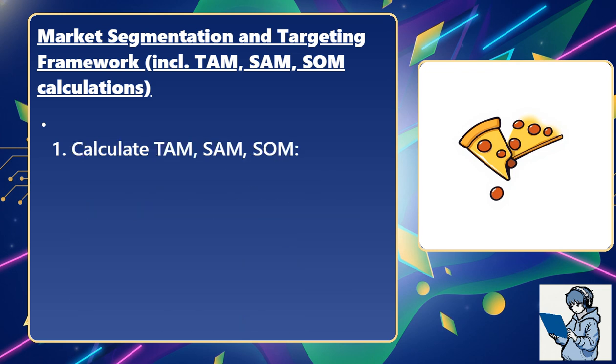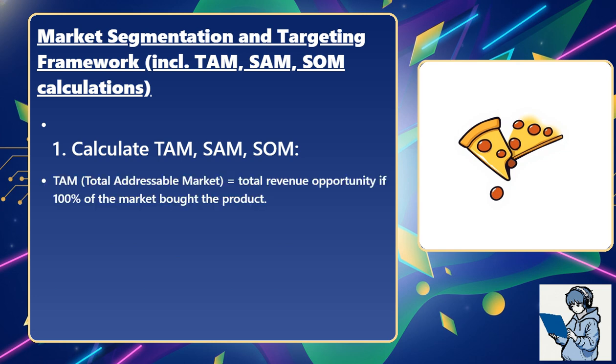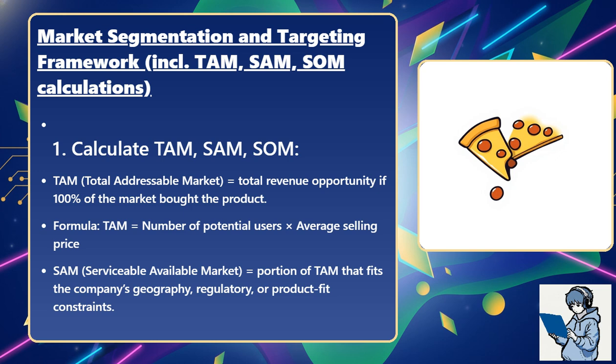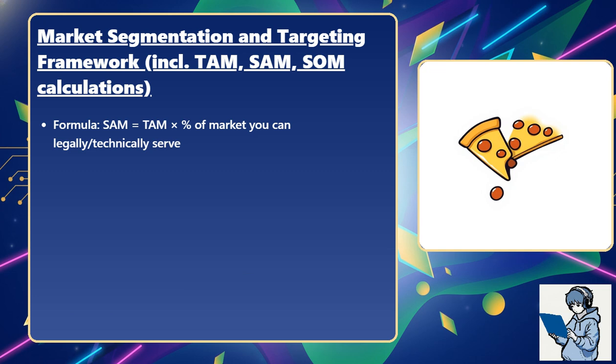2. Calculate TAM, SAM, SOM. TAM, total addressable market, equals total revenue opportunity if 100% of the market bought the product. Formula: TAM equals number of potential users times average selling price. SAM, serviceable available market, equals the portion of TAM that fits the company's geography, regulatory, or product fit constraints. Formula: SAM equals TAM times percent of market you can legally or technically serve.